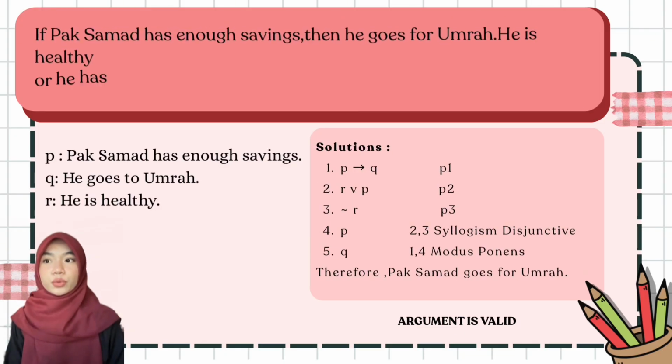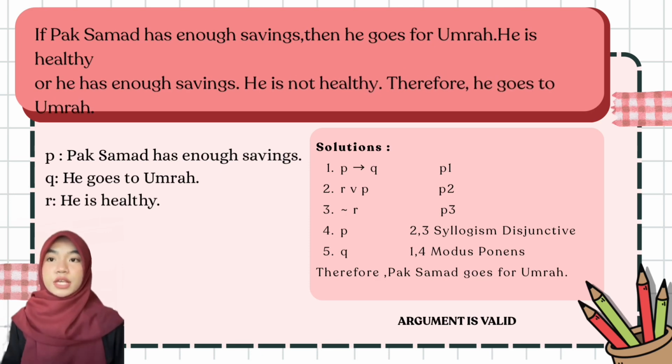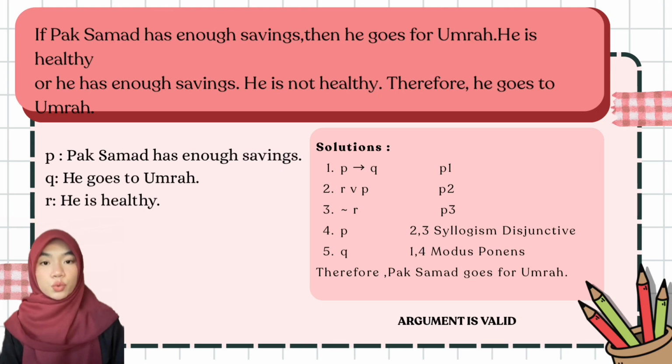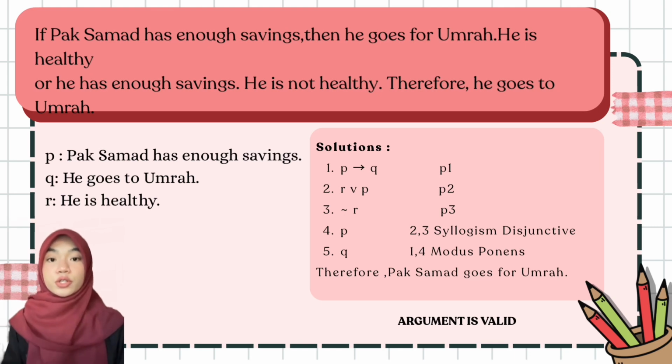So, example 2. If Pak Samad has enough savings, then he goes for Umrah. He is healthy or he has enough savings. He is not healthy, therefore, he goes for Umrah. First, we need to introduce P, Q, and R. P: Pak Samad has enough savings. Q: he goes for Umrah. R: he is healthy. So, for the solution: 1, P implies Q; 2, R or P; 3, negation R.